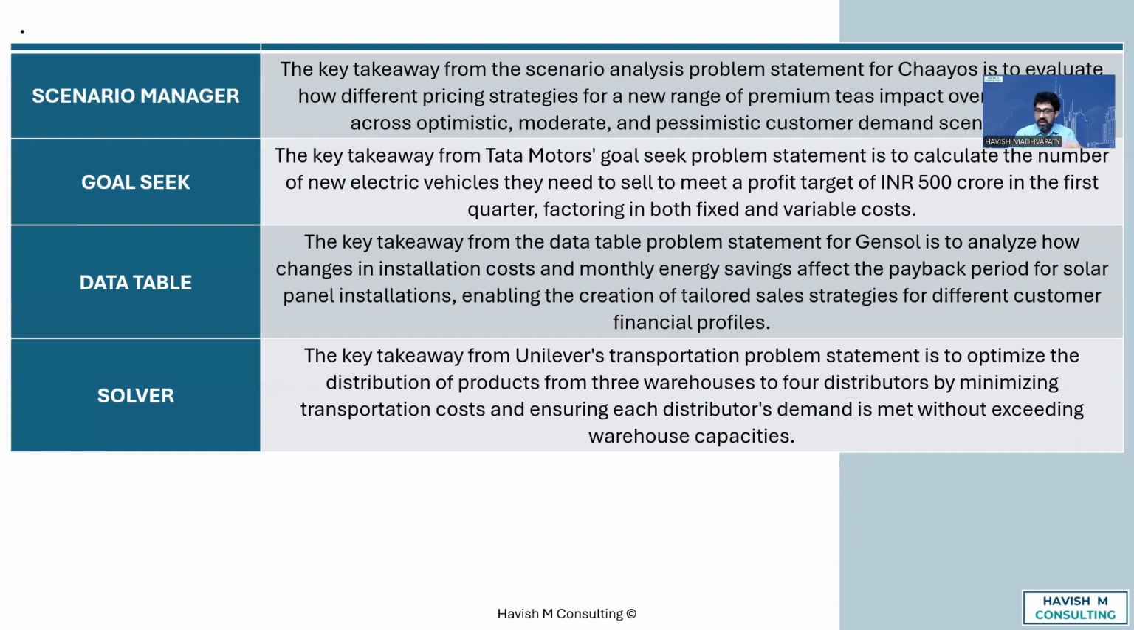And the last, most difficult one will be for Unilever, where they want to send products from the warehouse to the destination, that is the distributor. Each distributor has a demand. Each warehouse has a capacity constraint. And we have to keep all those constraints in mind while we are trying to minimize our cost, right?